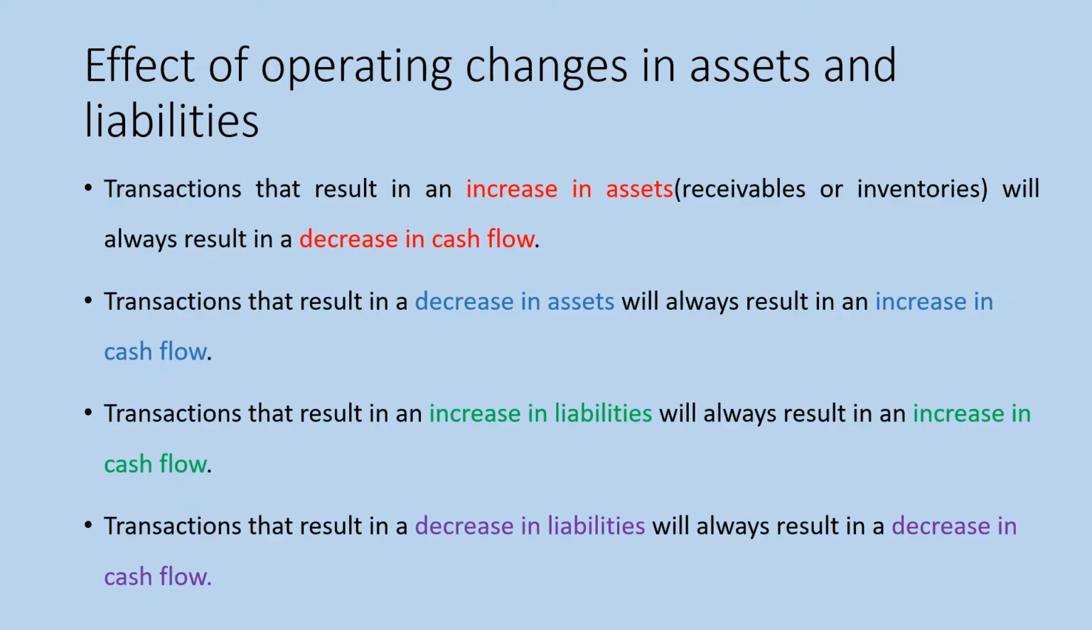So we can see there's an inverse relationship between the assets and the cash flow. When assets are increasing, the cash flows are decreasing. When assets are decreasing, the cash flow is increasing. However, there is a positive relationship between the liabilities and the cash flow. When there is an increase, the cash flow always increases. When there is a decrease in liabilities, the cash flow always decreases.